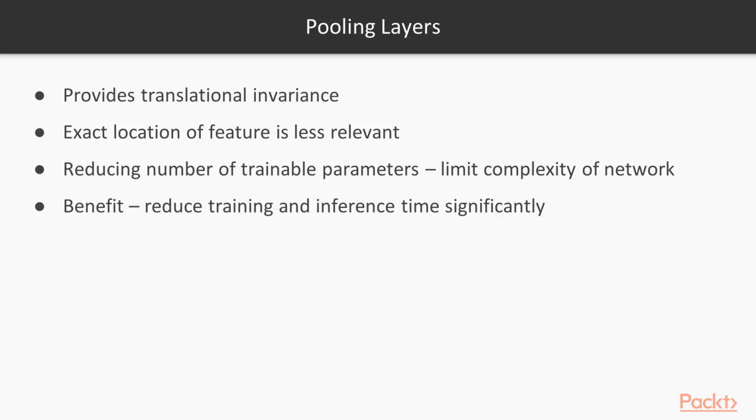These pooling layers provide a translational invariance. In other words, the exact location of a feature is less relevant. Also, by reducing the number of trainable parameters, we limit the complexity of the network, which should prevent overfitting. Another benefit is that it will reduce the training and inference time significantly.